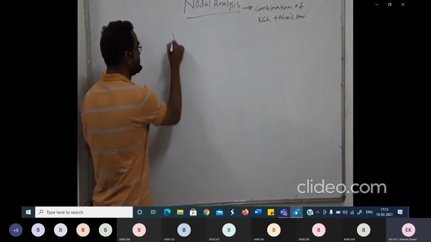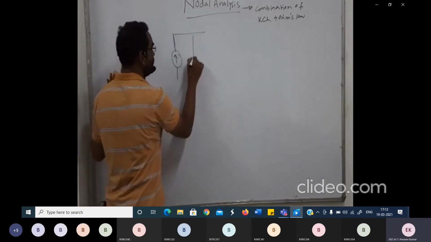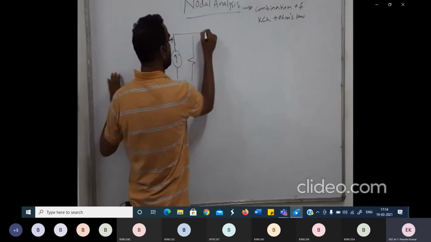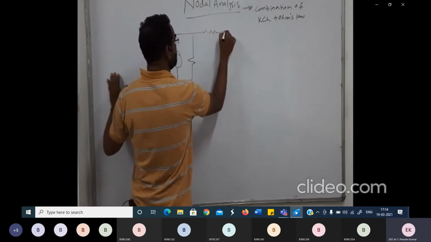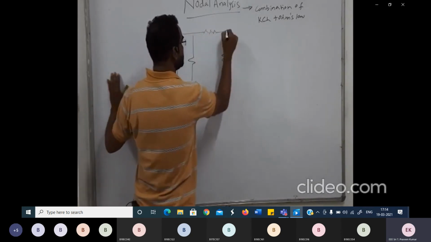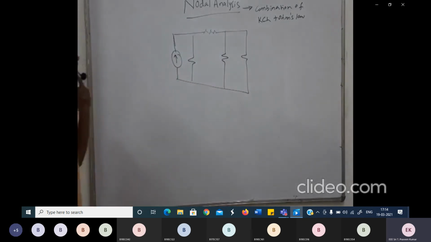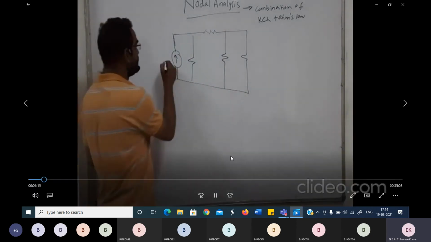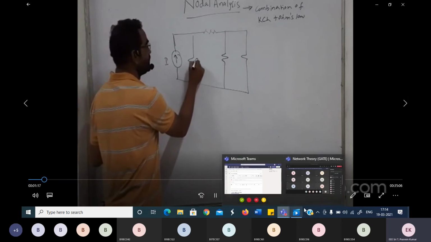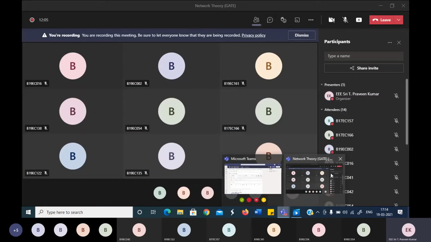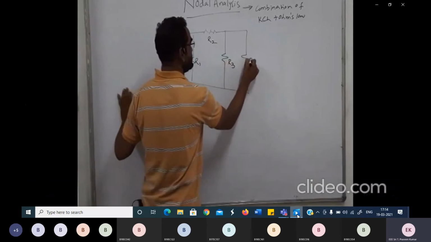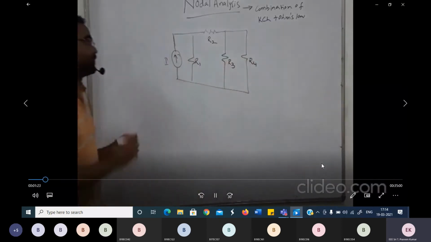Now let us suppose this is a circuit diagram I have. Now this is a current source in parallel with the resistor. Then I have one more element here. This is another element and this is another element. Now this is how I have a circuit. Now let this current be I. This resistance is R1, this resistance is R2, this resistance is R3, and this resistance is R4.